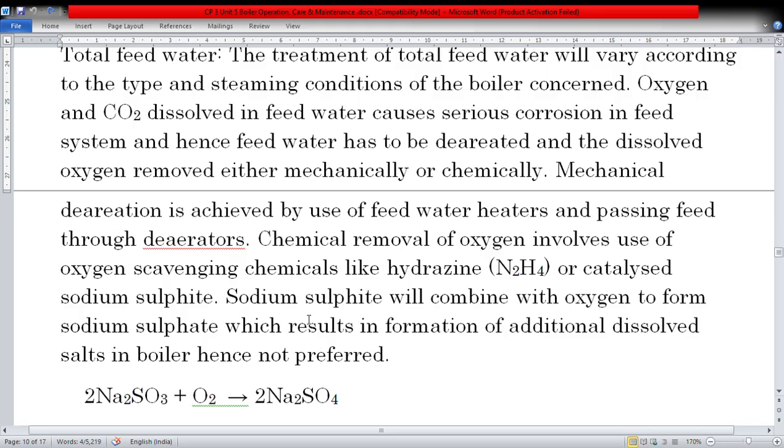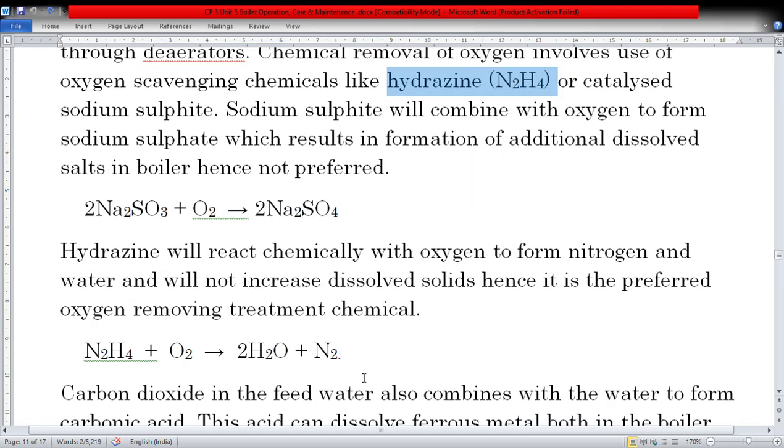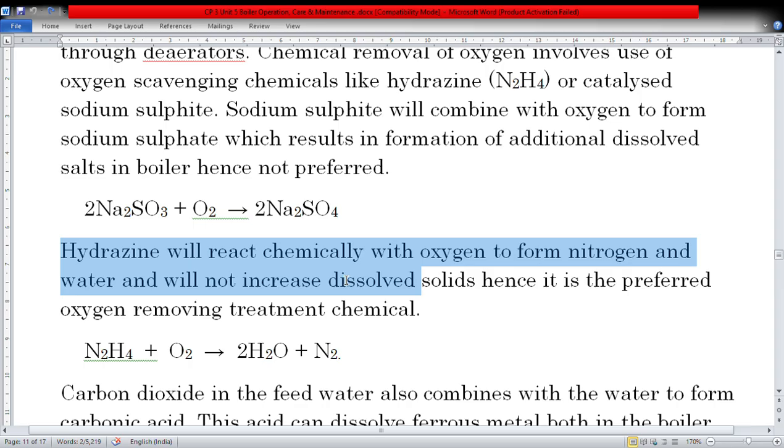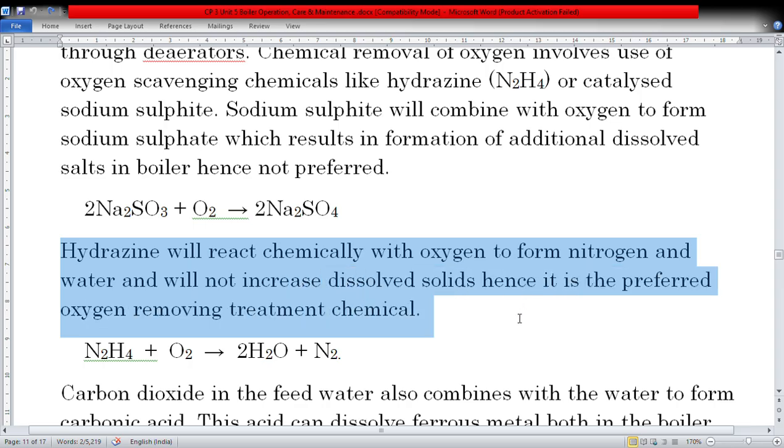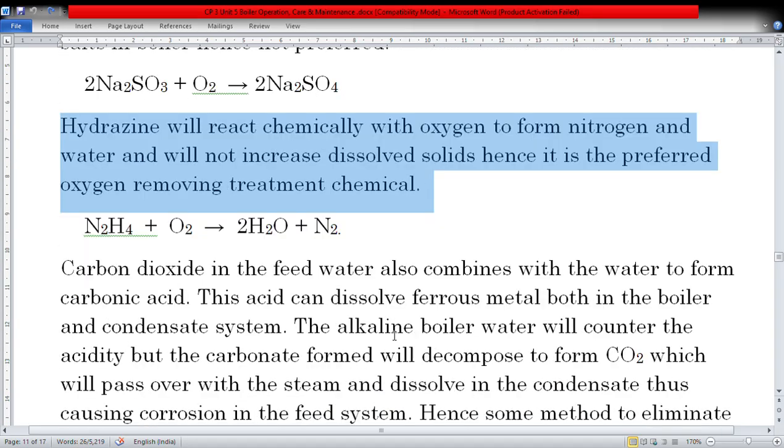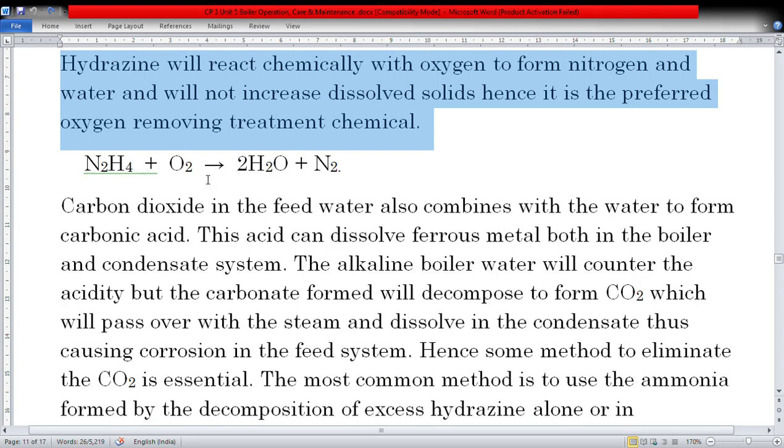Now for chemical treatment, we are using what is known as oxygen scavengers, like hydrazine, N2H4, or catalyzed sodium sulphite. Sodium sulphite will combine with oxygen to form sodium sulphate, which results in formation of additional dissolved salts in the boiler, hence not preferred. So this is the equation. Hydrazine will react chemically with oxygen to form nitrogen and water and will not increase dissolved solids, hence it is the preferred oxygen removing treatment chemical. So if oxygen is there, we are using hydrazine.